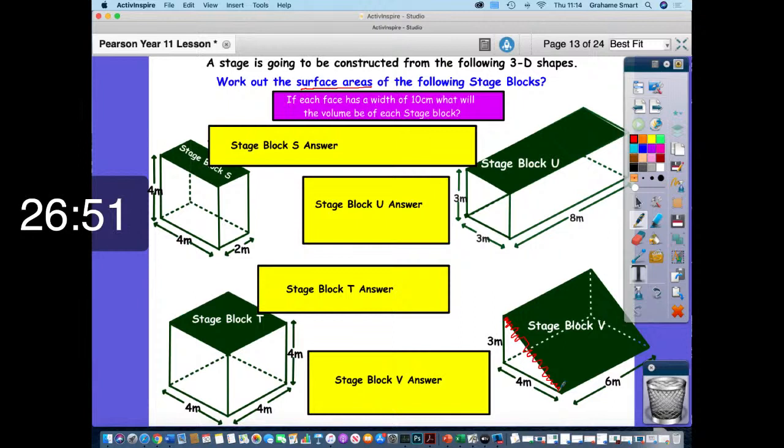If you finish the surface areas, I have to give you 5 minutes on this. I will start going through some of the answers in a couple of minutes, but I'll give you 5 minutes in total to work through this because it will take a while. Good luck.